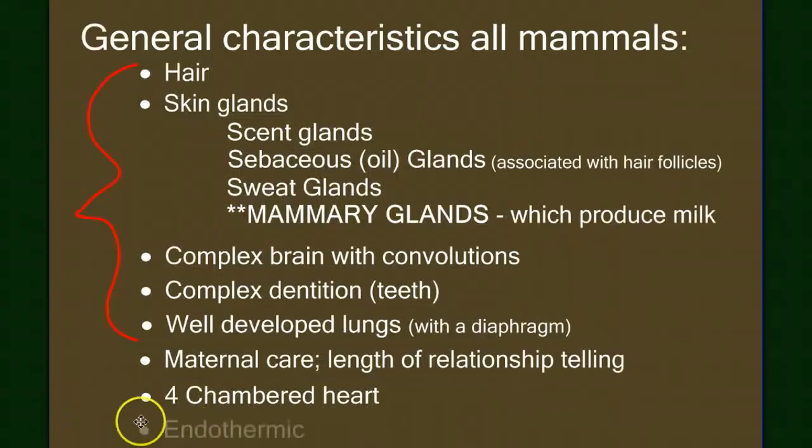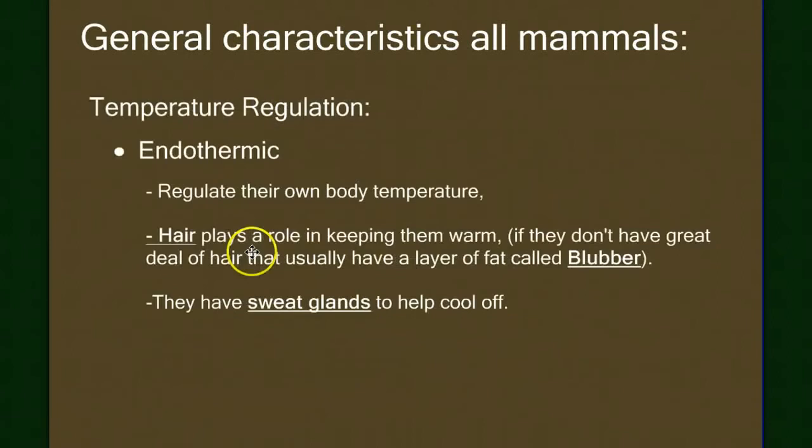And finally, all mammals are endothermic. They generate and regulate their own body temperature through their metabolism. Their high metabolic rate will generate heat, and then the hair that all mammals have plays a role in keeping them warm. Now, some of the marine mammals don't have as much hair, but they do have a thick layer of fat called blubber, and so hair or fat help trap the heat, making them good endotherms.